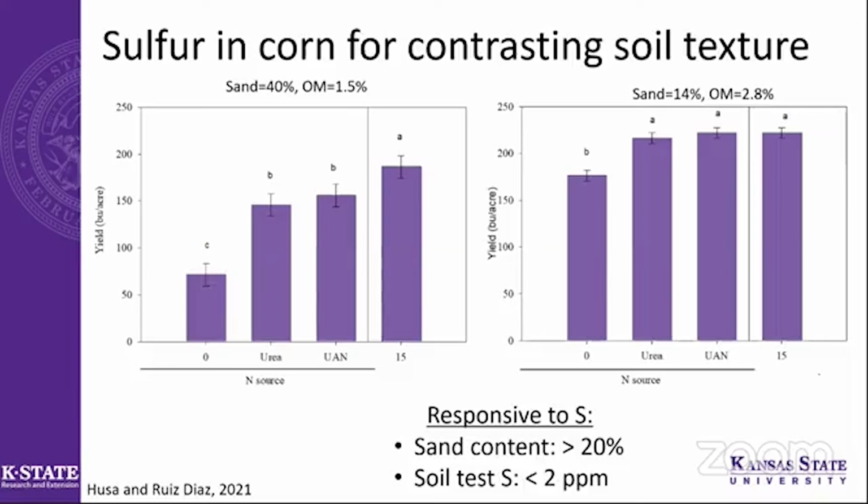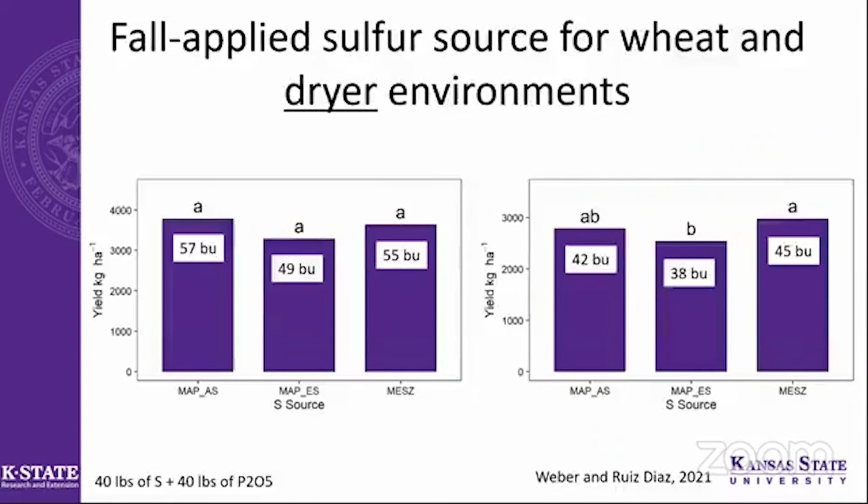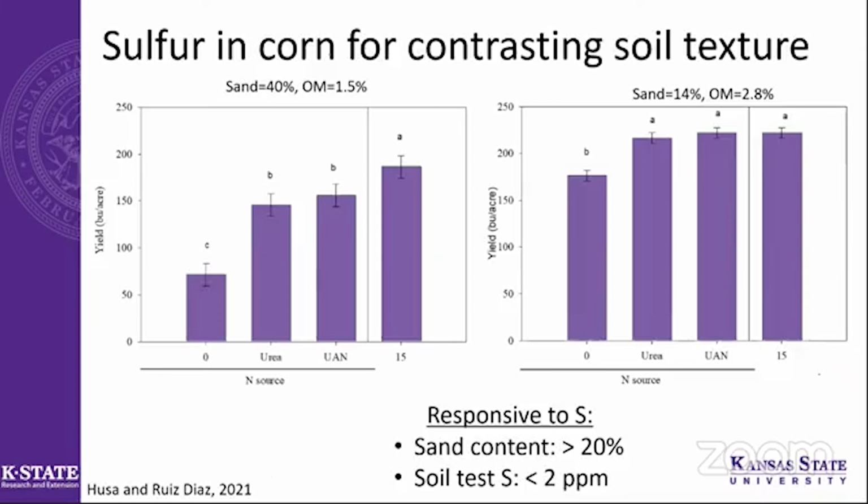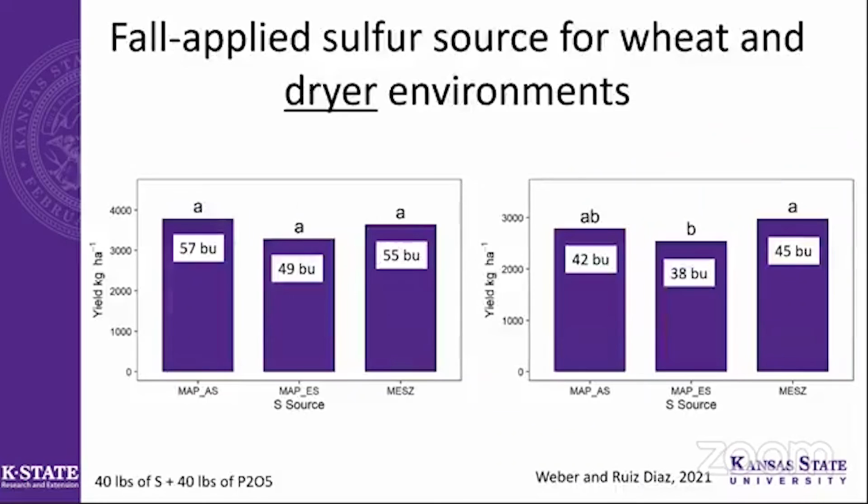And again, organic matter, like I mentioned. If you have sandy soils, they usually tend to be low in organic matter, so those two kind of go together. This data shows sandier soil, low organic matter, a nice response to sulfur; fine texture, good organic matter content, no response. This is irrigated corn.